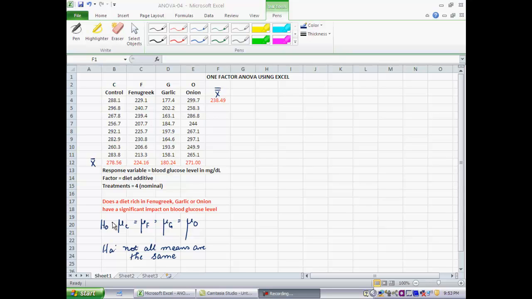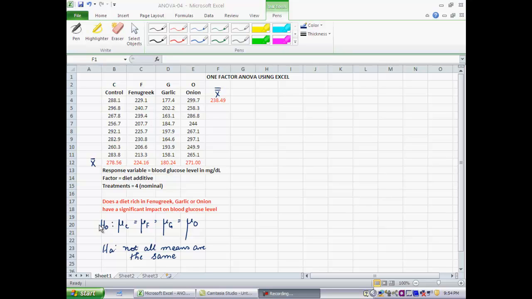diet. So our null hypothesis is that the mean glucose level for these 4 populations is the same. Mu C equals mu F equals mu G equals mu O. So if the null hypothesis were true, then this factor, namely the diet additive, really has no significant impact on the blood glucose level. However, if we reject the null, then of course we are concluding that this factor, the diet additive, does in fact have a significant impact on the blood glucose level. So at least one of these special diets results in a significantly different glucose level.